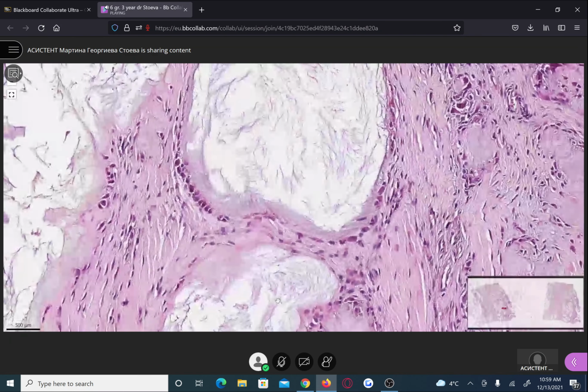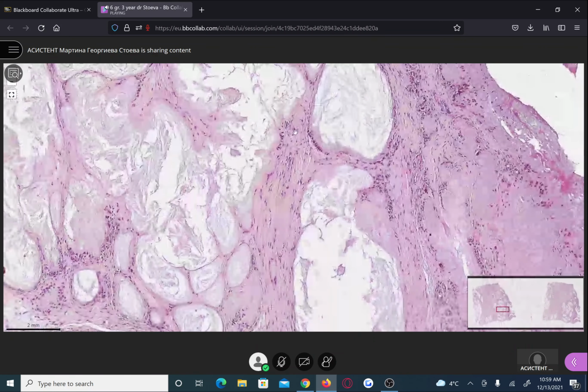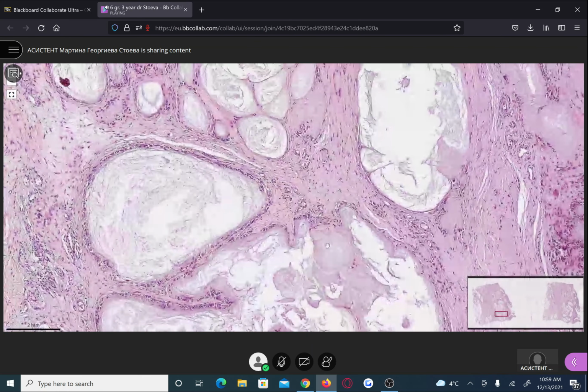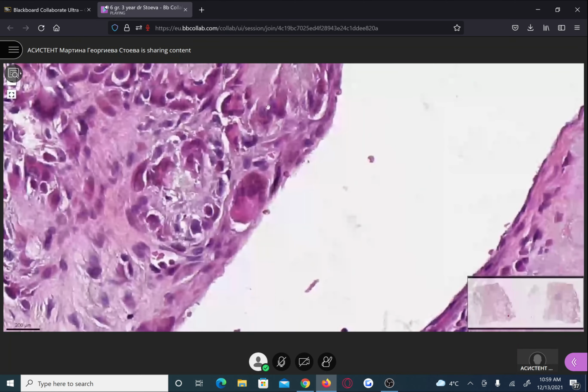So at medium magnification, usually all of the larger cells with more eosinophilic cytoplasm are multinucleated giant cells. You can choose an area where they are well visible. Here again, all of these cells are multinucleated giant cells.